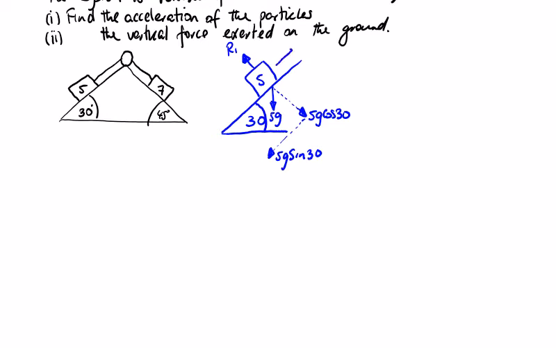My acceleration is moving up the incline, and my tension is also going up the incline. So we're going to have T minus 5G sine 30, which is 5G over 2, and that's equal to M times A.